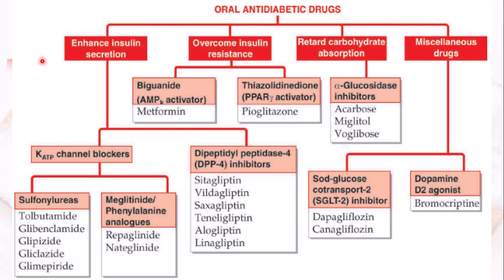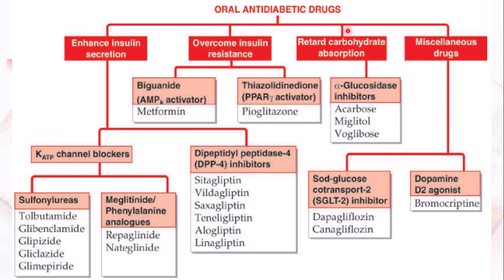As you can see, the words highlighted in red show the different effects that can be brought about by the different classes of drugs as they carry out their mechanisms of action. So these drugs enhance insulin secretion. Then these drugs, the biguanides and thiazolidinediones, overcome insulin resistance by increasing insulin sensitivity.